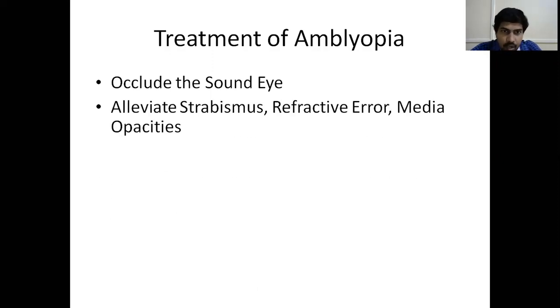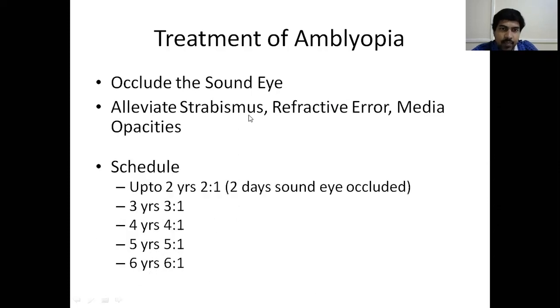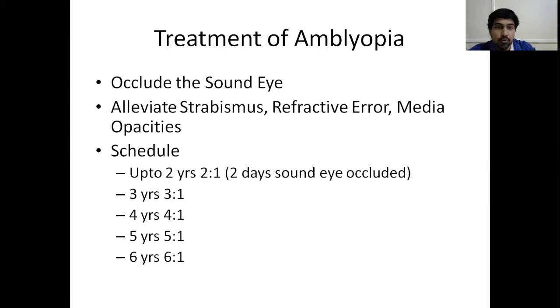So initially you have to do any squint surgery, and you have to correct any refractive errors. If there are any media opacities like corneal opacities or cataract, first you have to treat that condition, either cataract surgery, refractive spectacle prescription, or squint correction. After treating that condition, you will occlude the sound eye. So what is the schedule? How do you occlude? Up to 2 years, it is 2:1. So for 2 days, the sound eye is occluded. Suppose the age of the child is 2 years. For 2 days, you occlude the sound eye, and for the rest of the days, the child will be seeing with the normal eye.